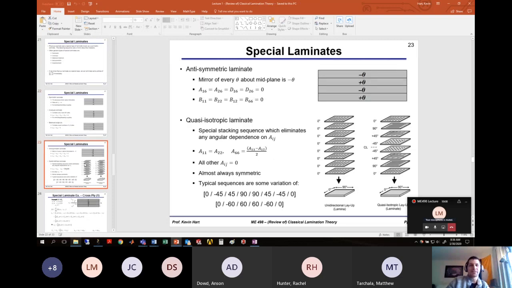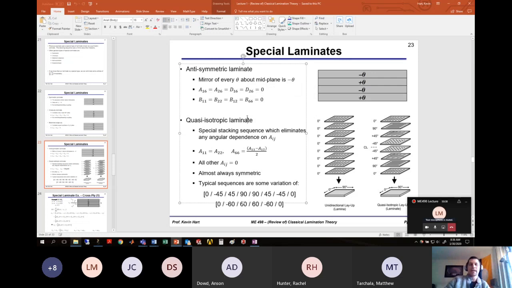All right, anti-symmetric laminate. This is a mirror of every theta about the midplane being a negative theta. And I want you to keep in mind that 0 and 90 are like positive and negative theta. So if this is the situation, you have A16, A26, D16, and D26 equal to 0, and then many entries of B equal to 0. Really, the only entries of B not equal to 0 here are B16 and B26.